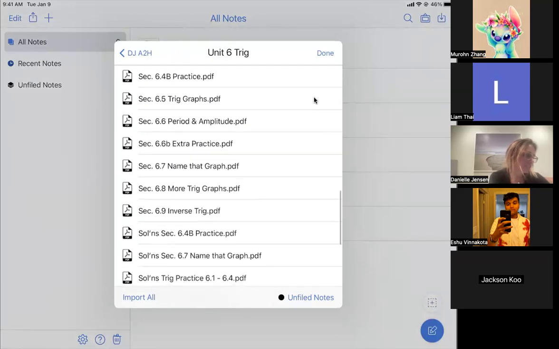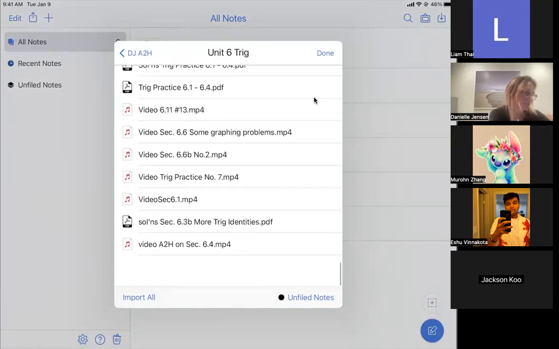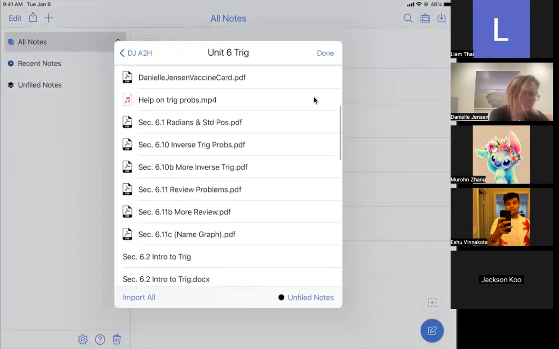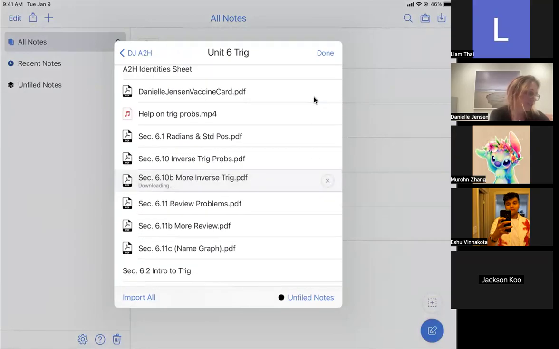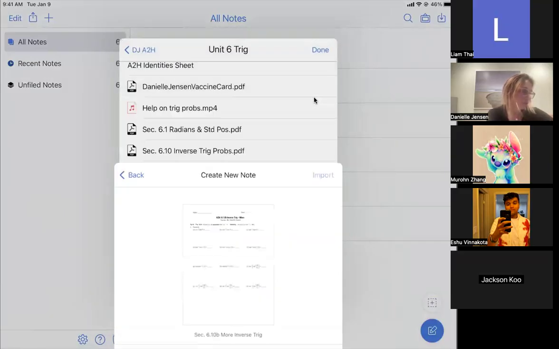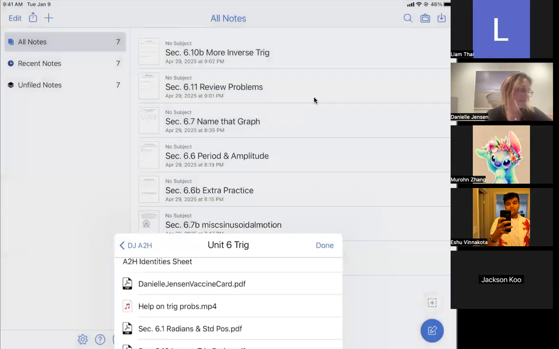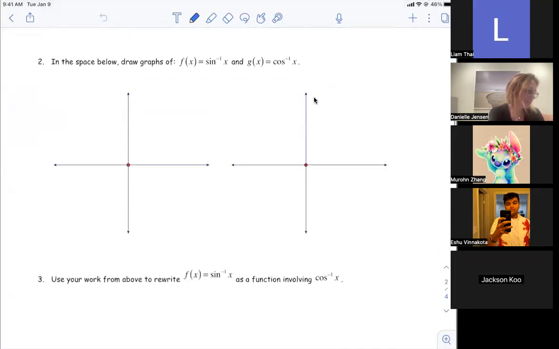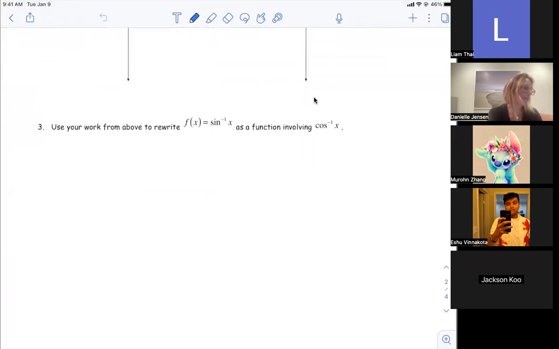Yeah, 6.10b is a good worksheet to look at because it had a lot of inverse trig stuff, and I haven't assessed you on that yet. So that's going to play a decent role in the test. Okay, tell me which one again? It's number 3.